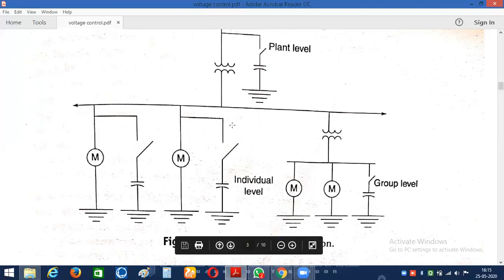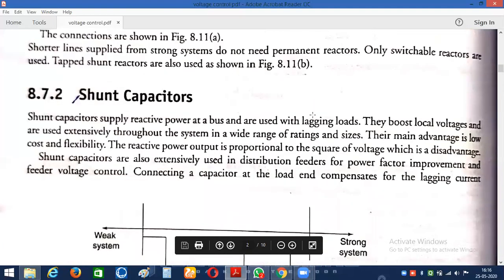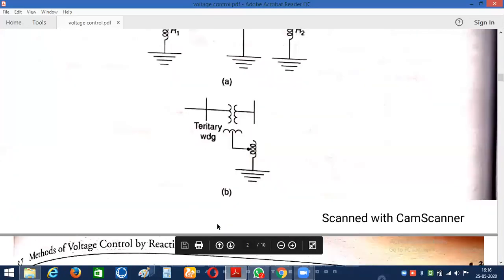So it is not only providing reactive power, it also increases the value of the power factor at the load. This is the manner in which we use shunt capacitors to compensate the voltage at the receiving end.